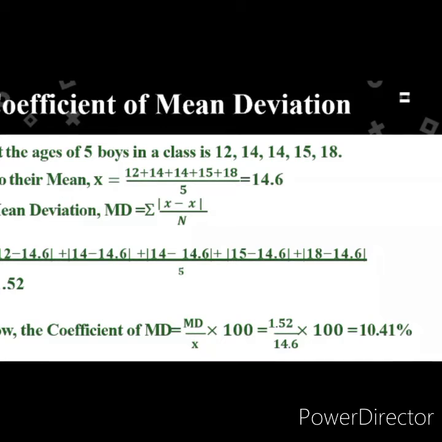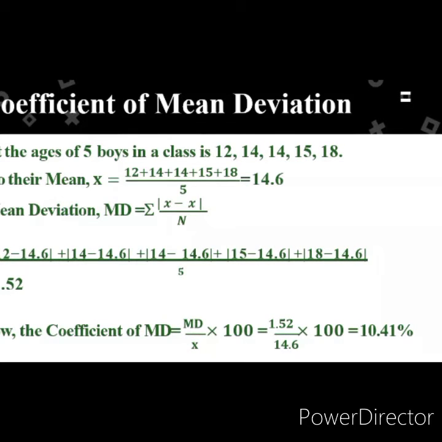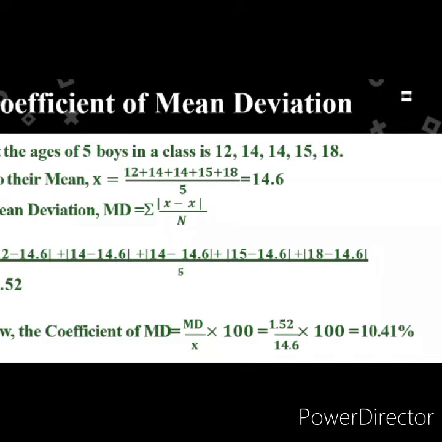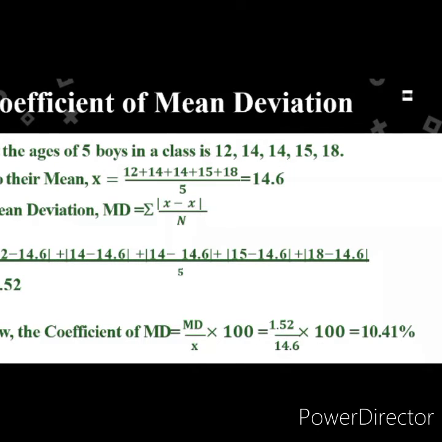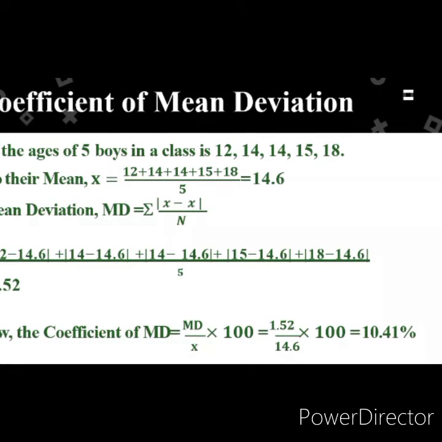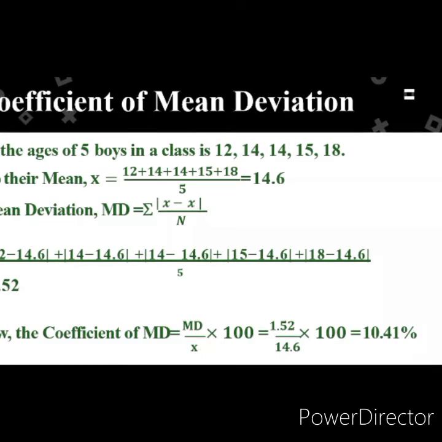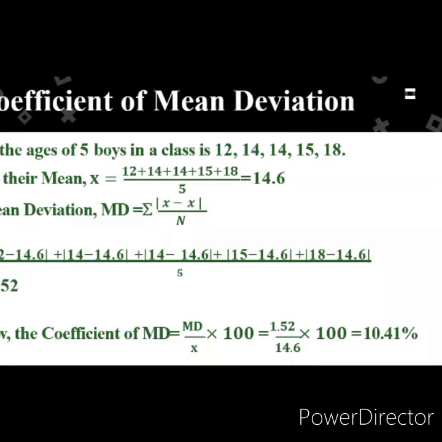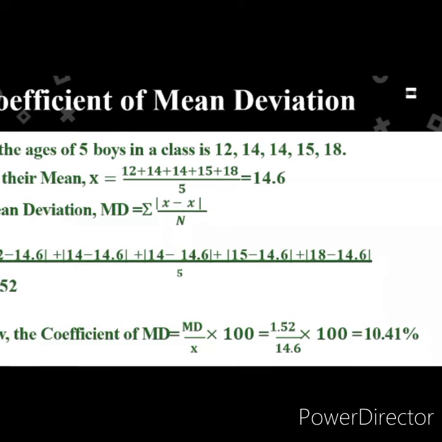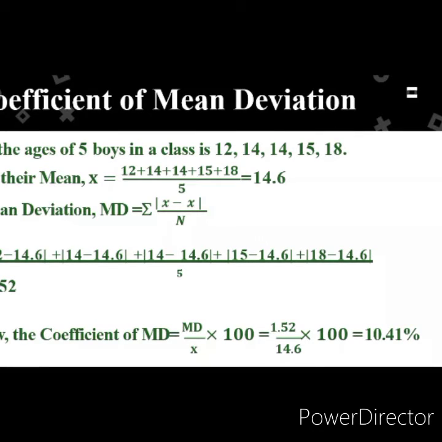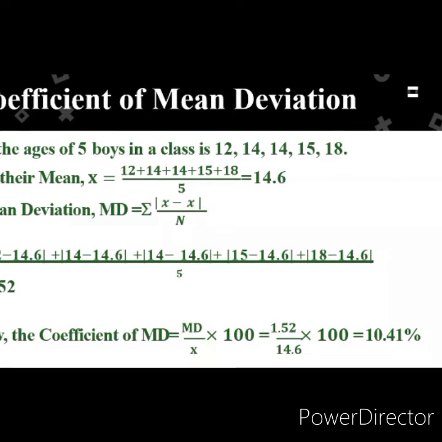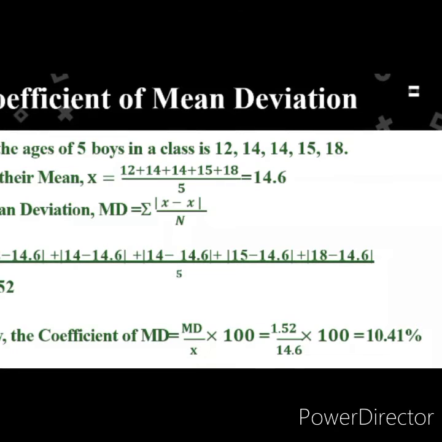So how did we come up to that answer? First, we have to ignore the negative signs. Why? Because we are looking for its absolute value. For example, 12 minus 14.6 is equal to negative 2.6, and so on and so forth. So we have negative signs here, but we're looking for the absolute value, divided by 5. So the answer is 1.52.